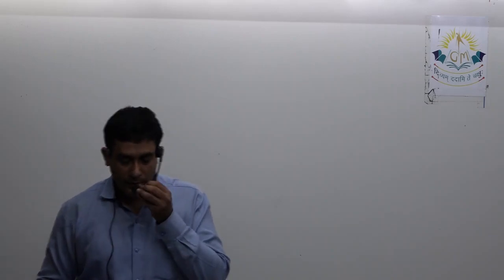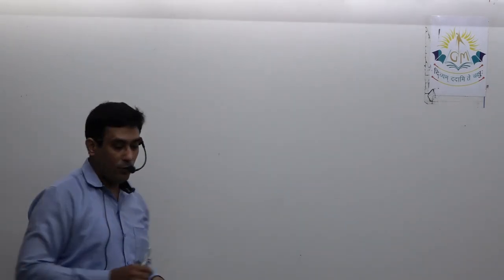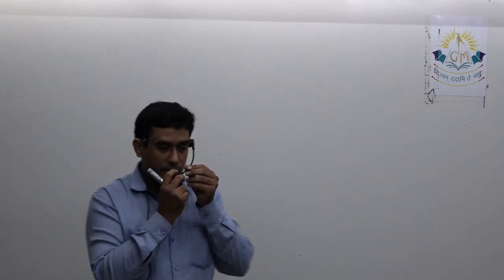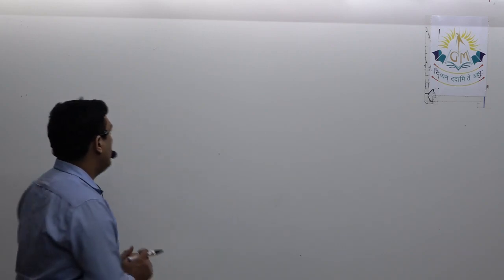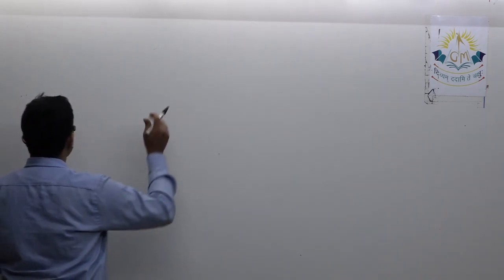Hello friends, now in this lecture we'll revise the surface area and volumes of solids. So we'll start with surface area and volume of cube, then cuboid, then we come to the cylinder, then cone, and at the last sphere. So the very first thing we'll see is what is cube, what is cuboid.